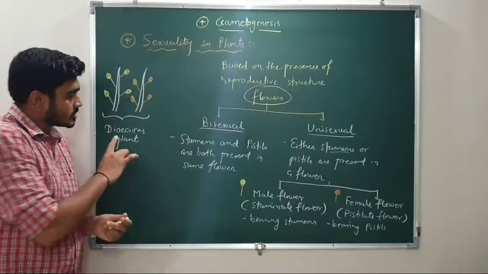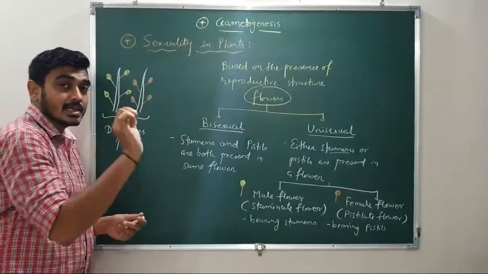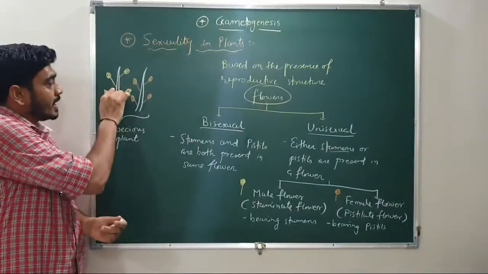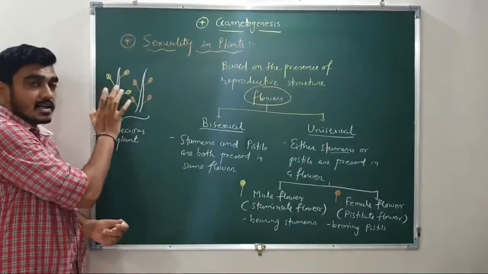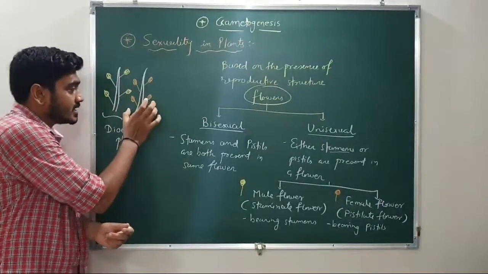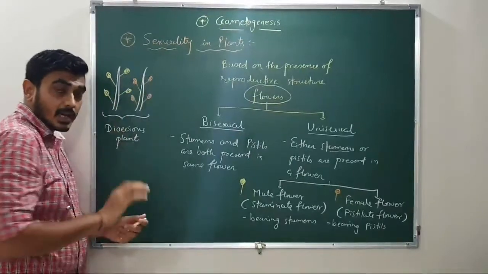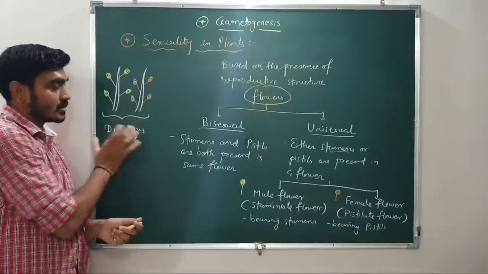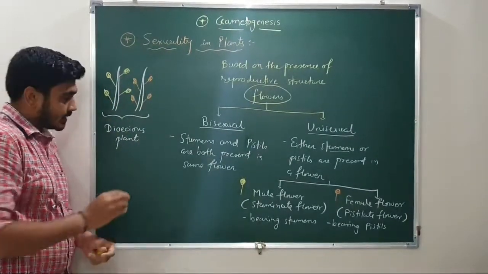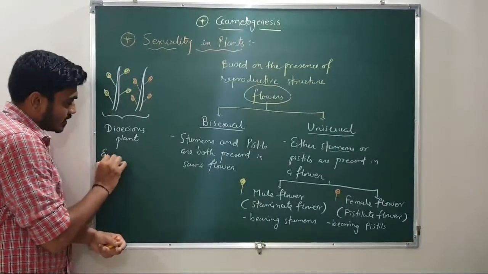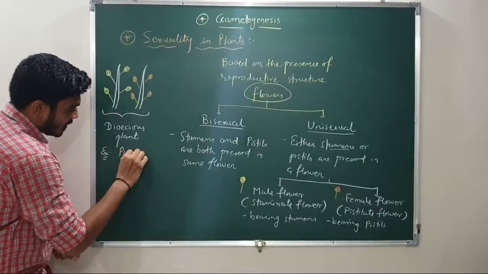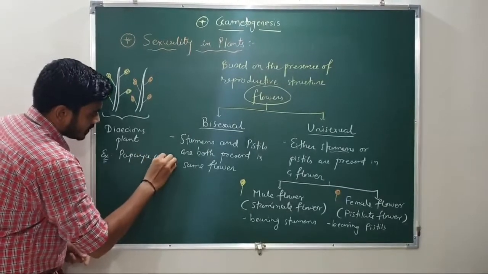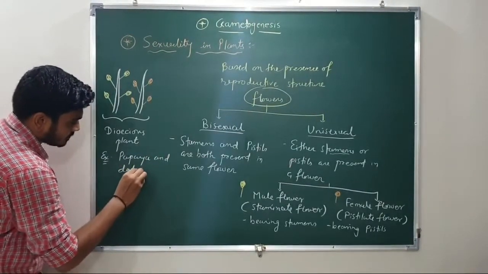Understood? Because dioecious represents unisexuality. That means this plant bears only one type of flower, male, and this plant only bears one type of flower, female. And therefore, such plants are known as dioecious plants. Examples of dioecious plants are papaya and date palm.